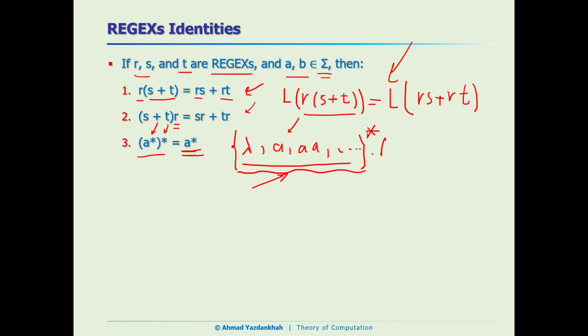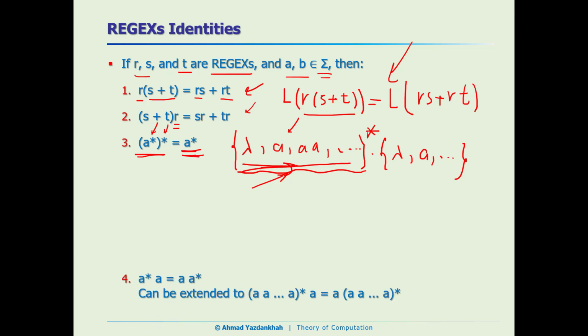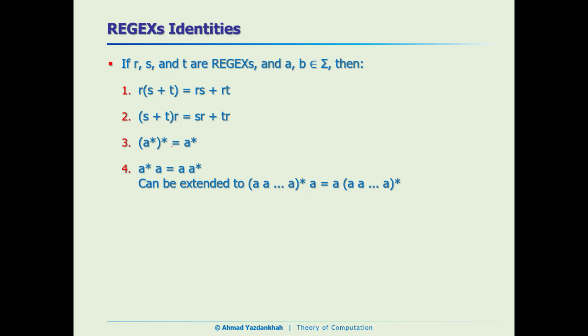So if you concatenate A star with itself, then you will get exactly the same thing, right? So that's why we would say that A star A star is equivalent to A star. And also for this one, when we learn what's the meaning of A star, if we concatenate A from the right or from the left, it doesn't matter. Both of them are the same.